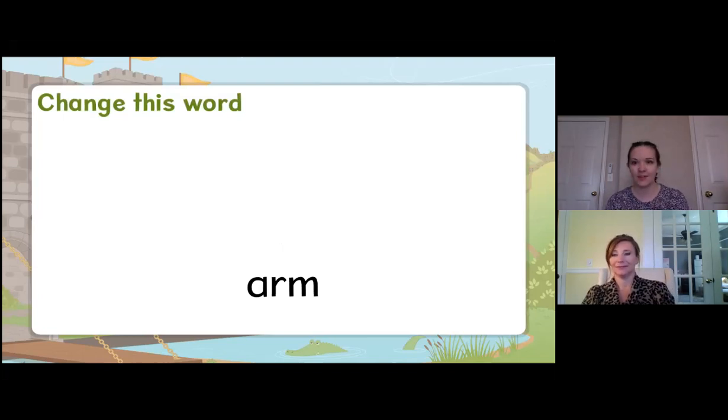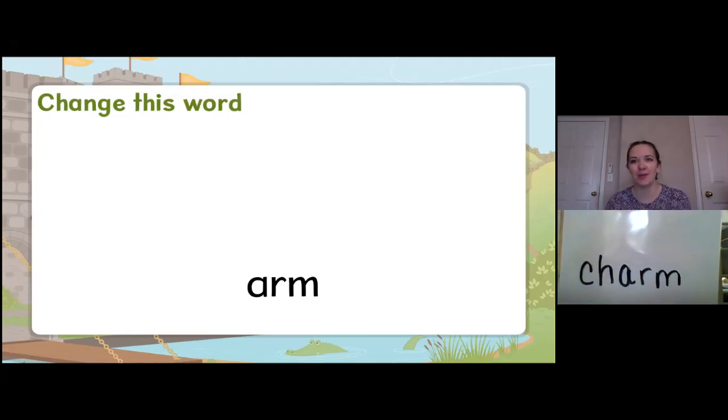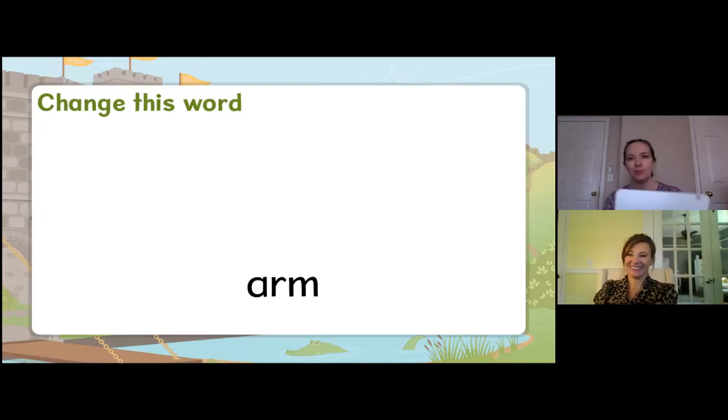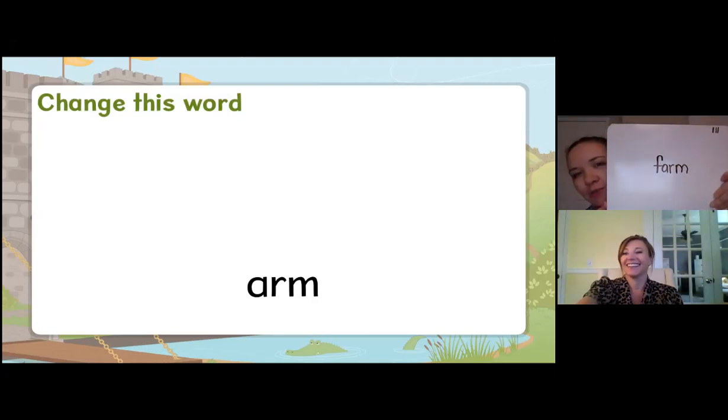All right. Ready? Yes. What word do you have? Ooh, charm. Good one. Digraph will be 2 points too. Let's do, I did farm.